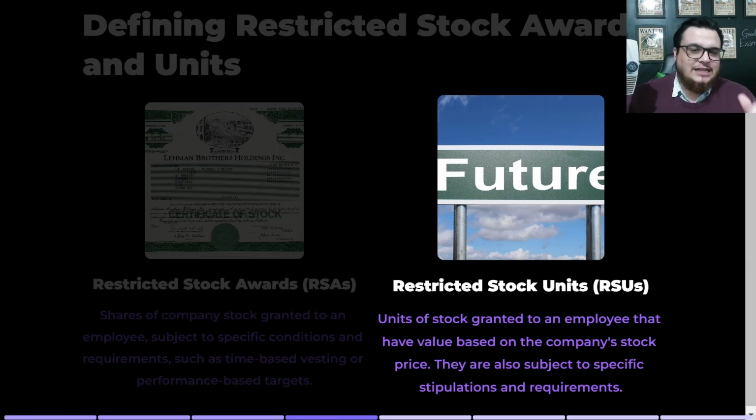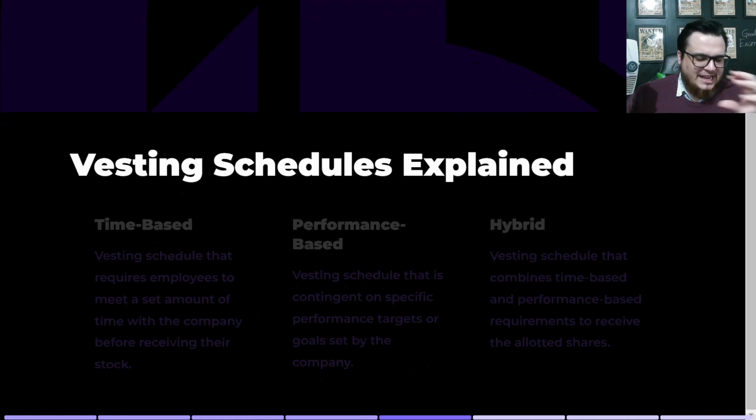So let's continue here and talk about the vesting schedule, because we just mentioned performance-based, and these are the types of concepts that we introduce to you in each session, so you will be able to digest them and apprehend all the content that we have planned for the future sessions.